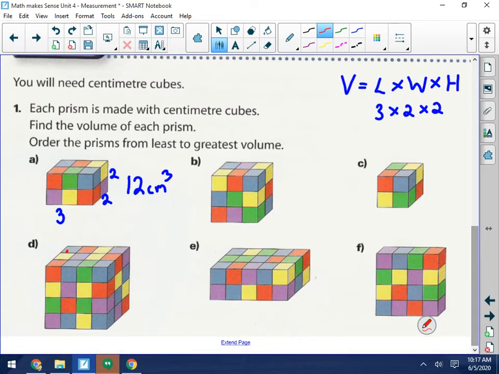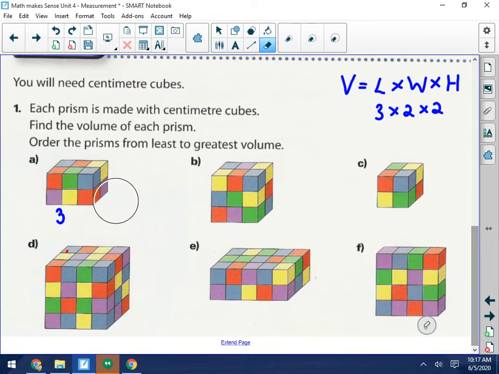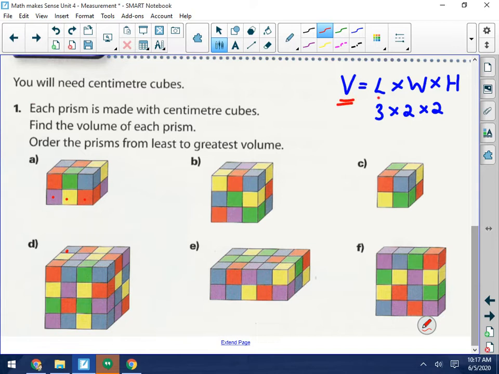Now, in these questions we have to find the volume of each prism. You can count them, 1, 2, 3 here, and the 3 behind, and so on. There's also another way of doing it. You can use the formula, which is volume equals length multiplied by width multiplied by height. So here we have a length of 3, a width of 2, and a height of 2. So 3 times 2 times 2. Length times width times height.